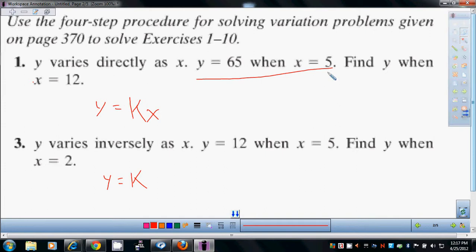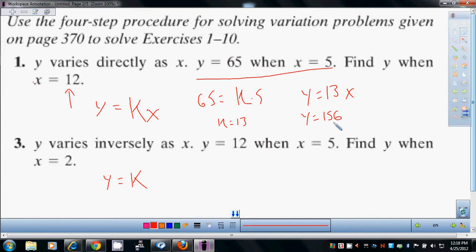Here we go. So, Y is 65, X is 5, solve for K. What's K? 13. Now I use that in my second part. Y equals 13X. What is X? So 13 times 12, muchos awesomos, 156. And that's how all of these are going to work today.